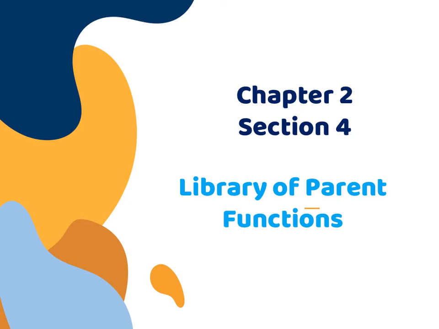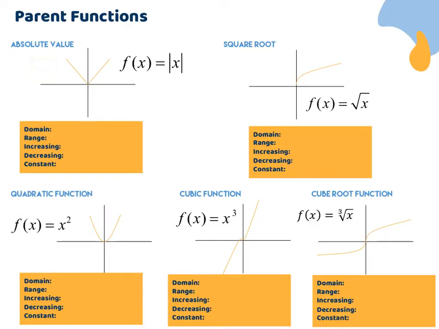Okay, so today we're going to cover Chapter 2, Section 4. At the beginning part of the notes, we're just going to talk about some basic parent functions. And there's going to be 5 of them. So we're going to look at the absolute value parent function, the square root, quadratic, cubic, and cube root. Now, what you need to do is memorize the shape that these parent functions take on.